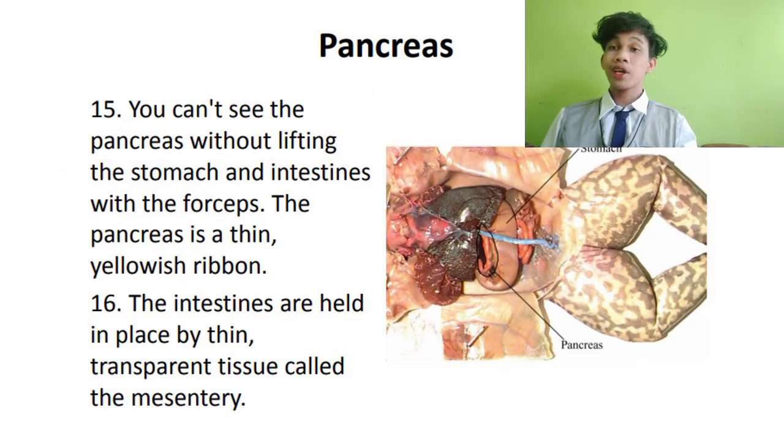Pancreas. You can see the pancreas without lifting the stomach and the intestine with the forceps. The pancreas is a thin, yellowish ribbon. The intestines are held in place by thin, transparent tissue called the mesentery.